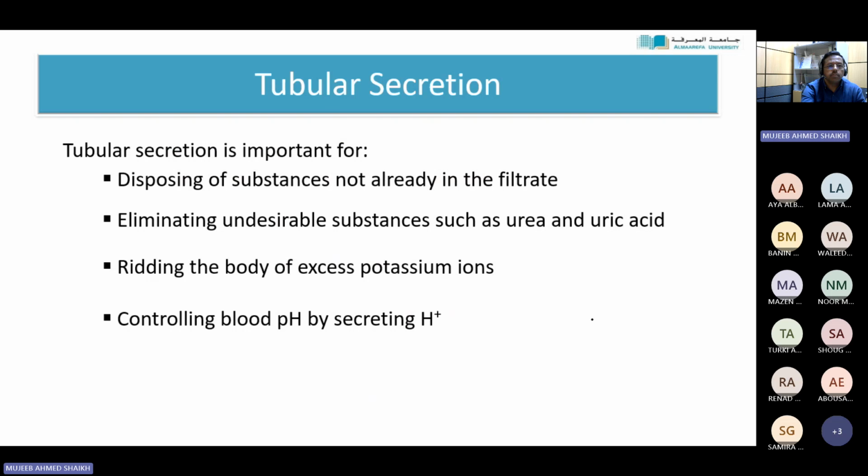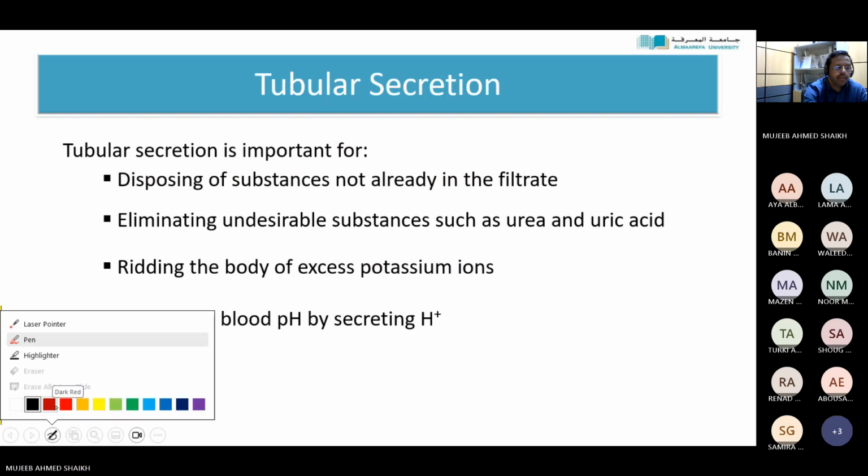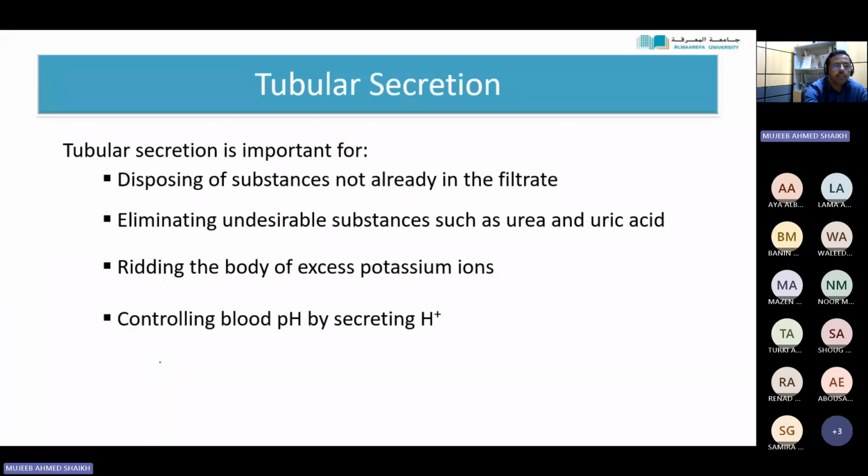So what is the importance of tubular secretion? Why is it important to add things into the tubule even though they are not filtered? It is important for disposing of the things which are not required by the body, not already filtered. Some things are filtered and can easily go into the circulation, but some materials are not filtered, but still we don't want them. So they have to be added to the filtrate by a process called tubular secretion.